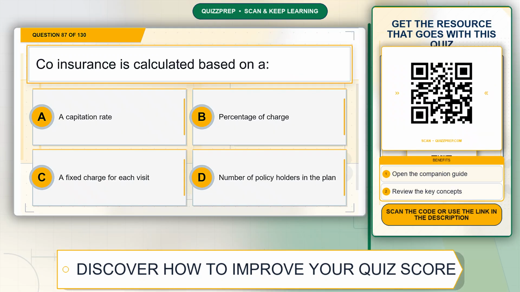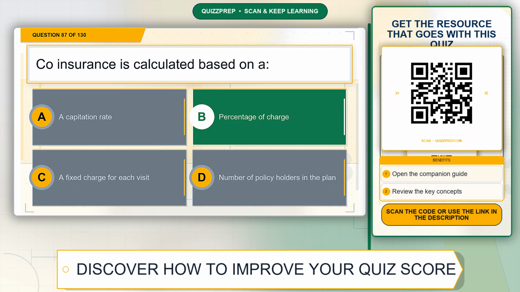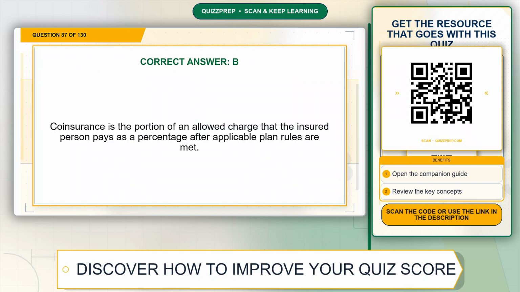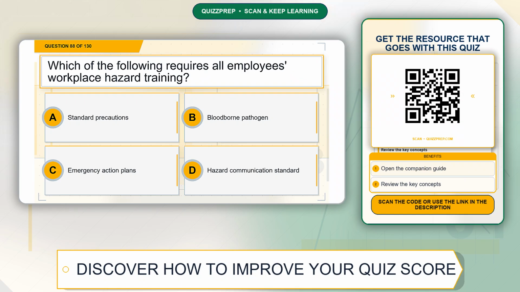Question 87. Coinsurance is calculated based on Option A, a capitation rate. Option B, percentage of charge. Option C, a fixed charge for each visit. Option D, number of policyholders in the plan. The correct answer is option B, percentage of charge. Explanation. Coinsurance is the portion of an allowed charge that the insured person pays as a percentage after applicable plan rules are met.